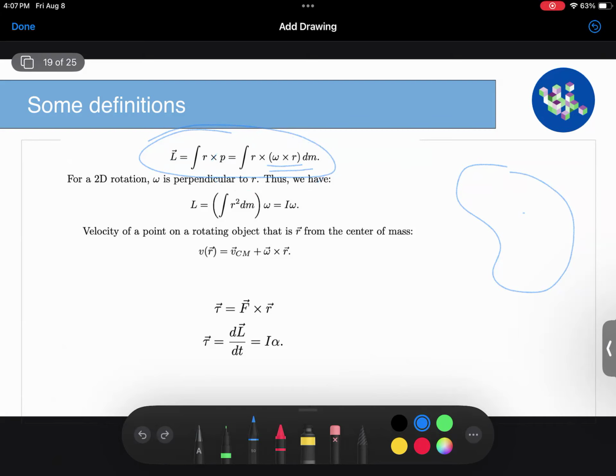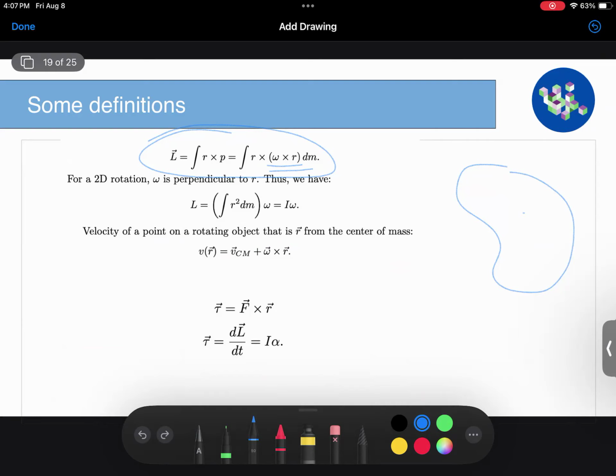Now we're talking about a 2D rotation here. So we're saying that this is my object over here. Think of it as a pancake. It's a flat object. It doesn't have any extensions in three dimensions. It's a two-dimensional body, but it's in three-dimensional space.